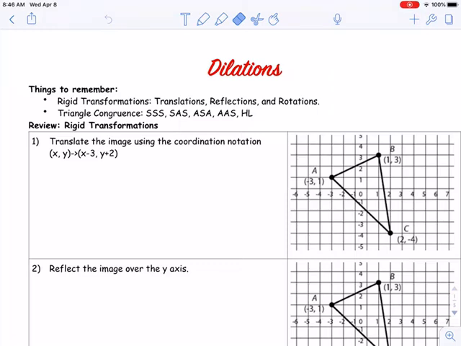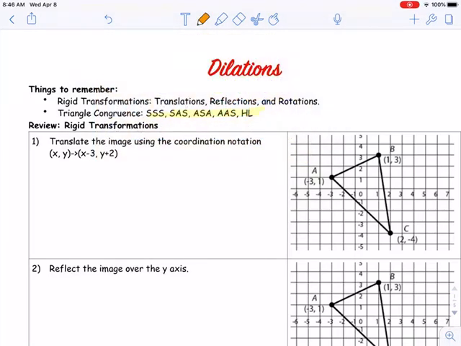We're going to review our rigid transformations, our translations, reflections, rotations, and then we're going to have triangle congruency stuff that we learned previously: SSS, SAS, ASA, AAS, and HL. That stuff's going to come back in this unit as well. So let's just first review.